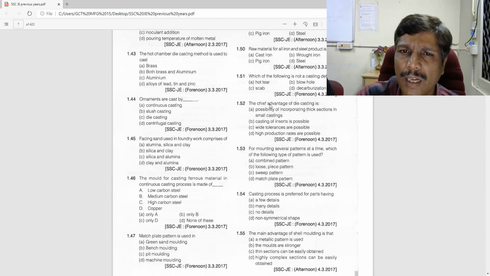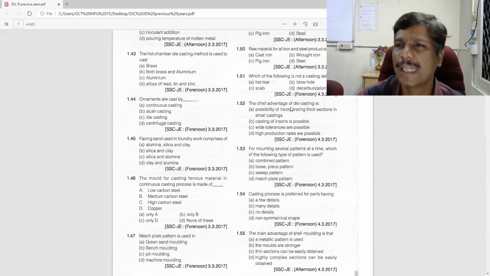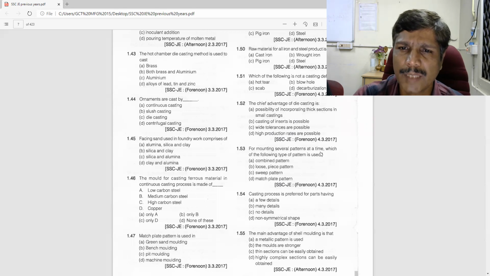Which is the chief advantage of die casting? High production rate is the chief advantage. So mass production. Die casting is always used for mass production. For mounting several patterns at a time. So we can go for several patterns at a time.